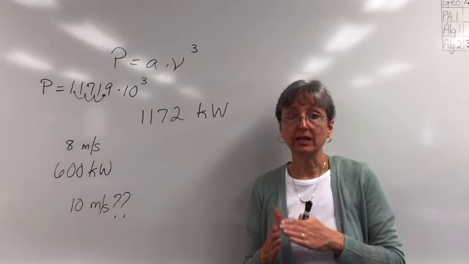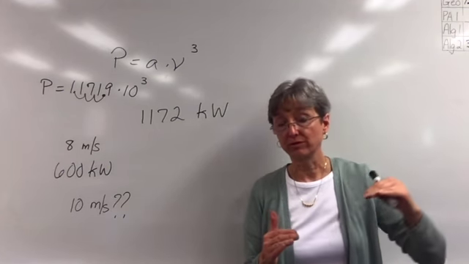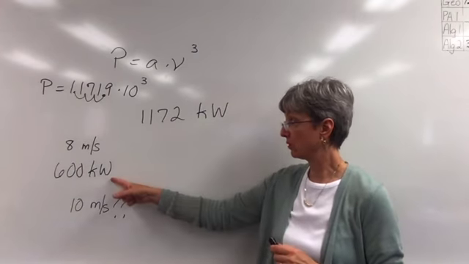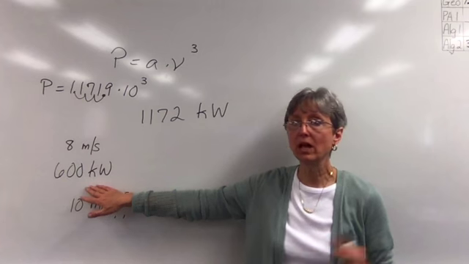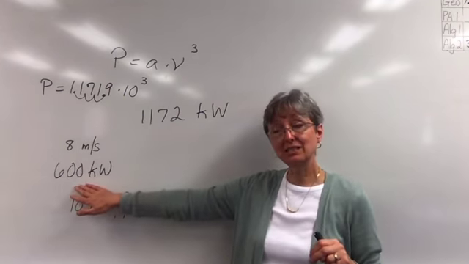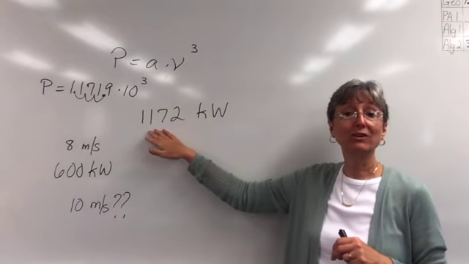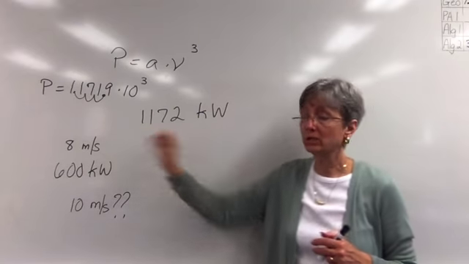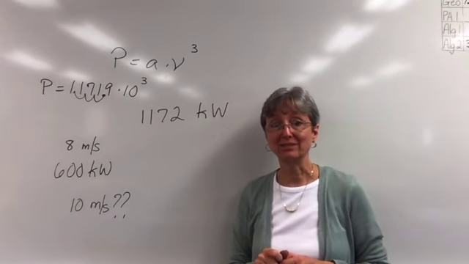Notice that's an exponential growth. The faster it is, it's an exponential growth in the amount of power generated. We went from 600, just by going up 2 meters per second, we went from 600 kilowatts to over 1,100, almost twice as much, just by increasing our wind speed by 2 meters per second.